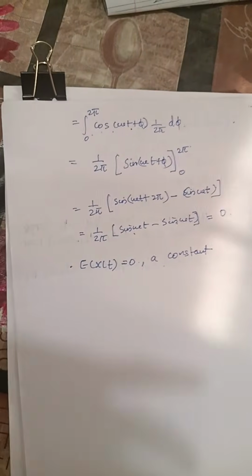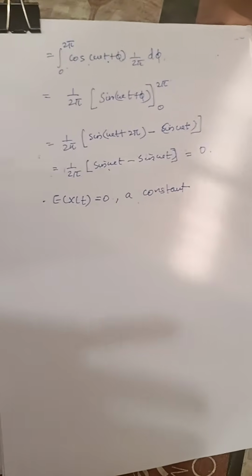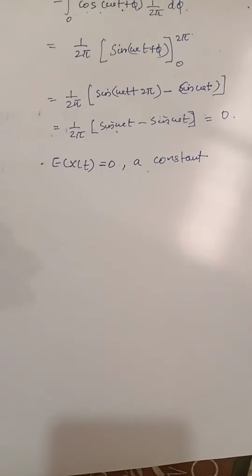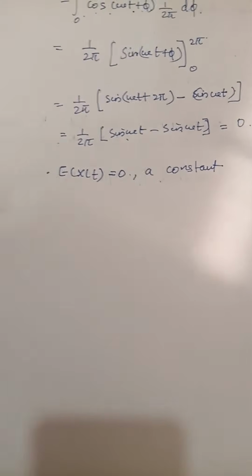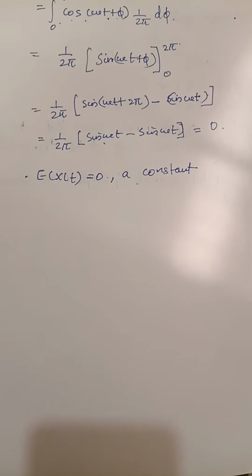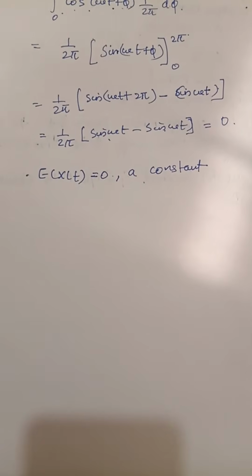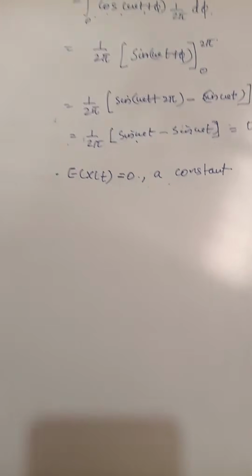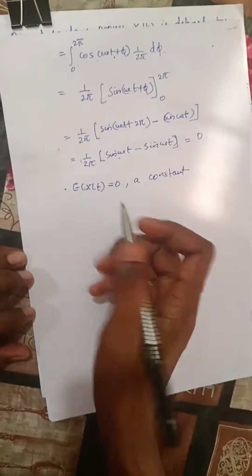So this is a constant term. So the first condition is satisfied. That is, expectation of x of t is equal to a constant. Now we have to prove that our autocorrelation function is a function of time difference.